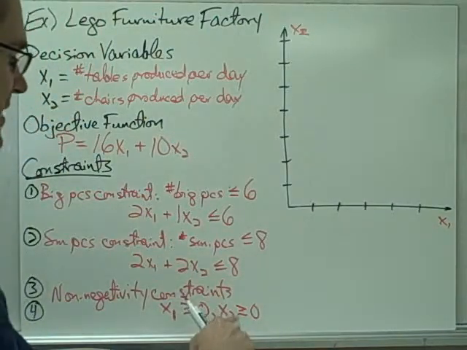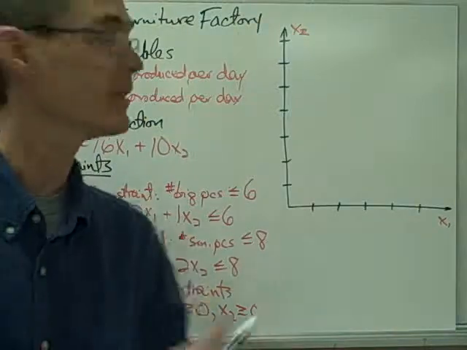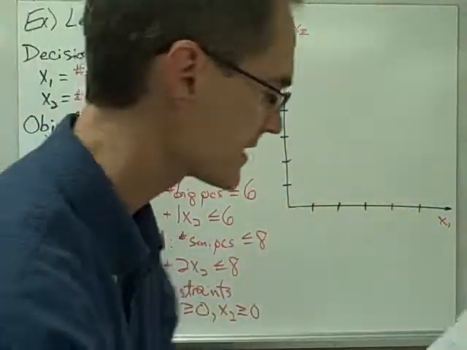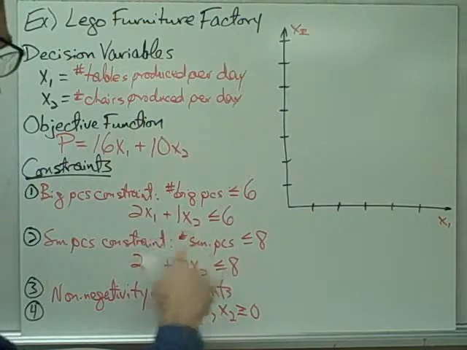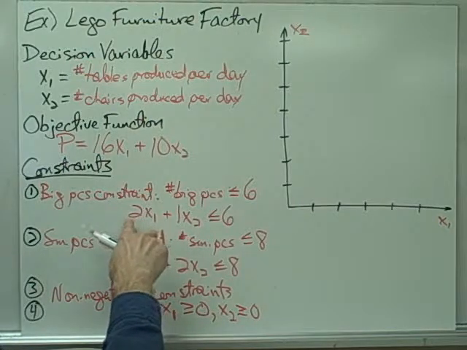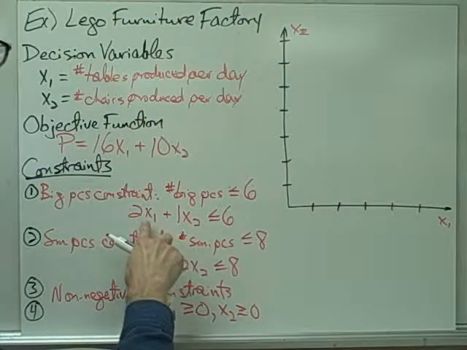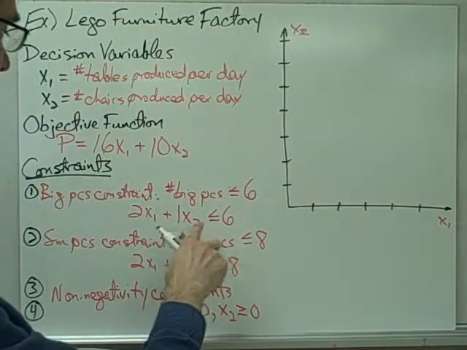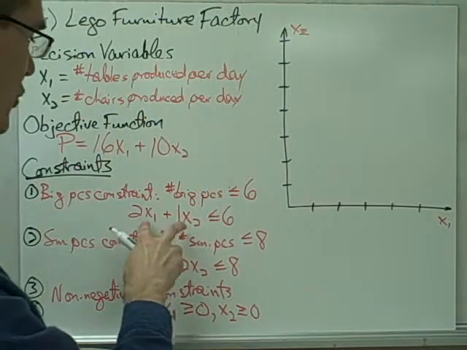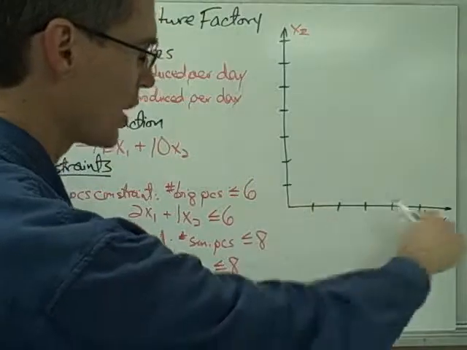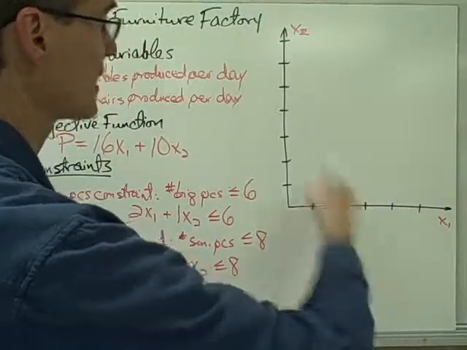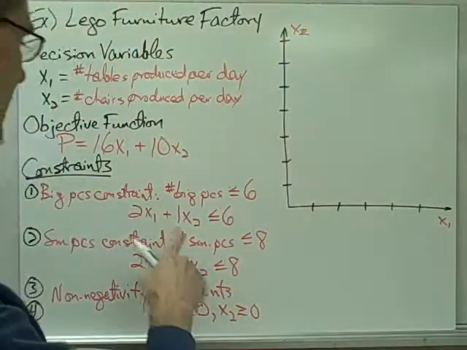And now that we've expressed these constraints as inequalities, we want to graph them on our set of axes here. So let's graph these inequalities. So here's my big pieces constraint. I want to graph this inequality. And the way I'm going to do it is I'm going to use the method where I graph what I used to call my x-intercept and my y-intercept. This will be my x1 intercept and my x2 intercept.